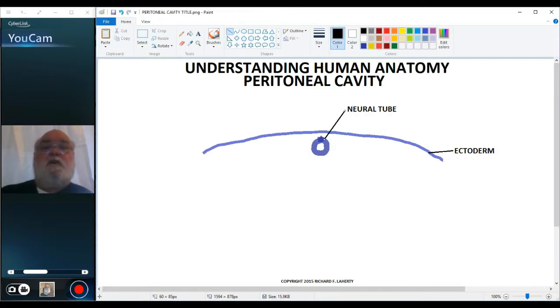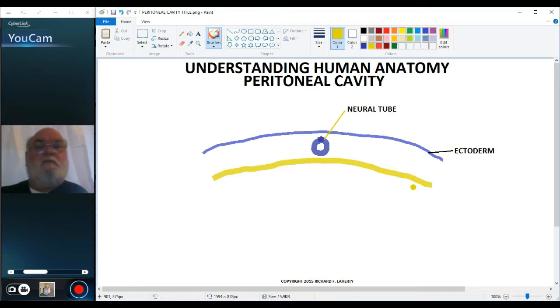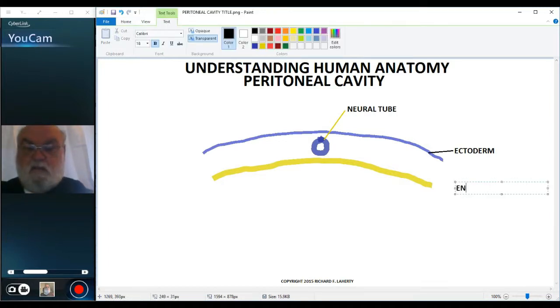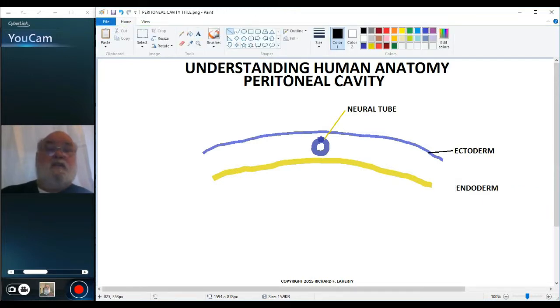The endoderm is the inner lining of the body, and I will draw it in here. Remember, we're looking at a disc, so we have these two germ layers. The endoderm will form the digestive tract and everything that develops from the digestive tract. So the yellow layer is the endoderm.